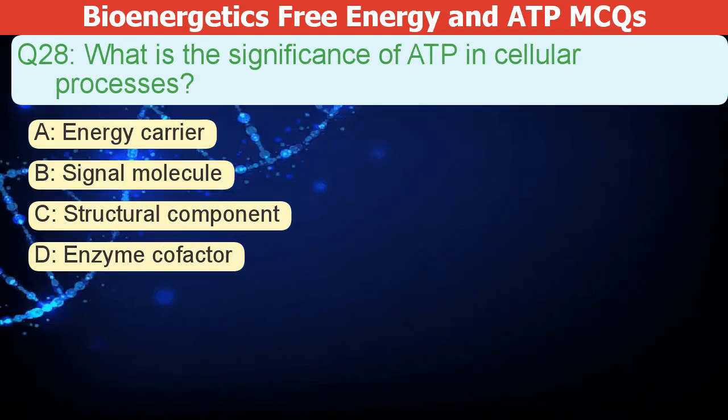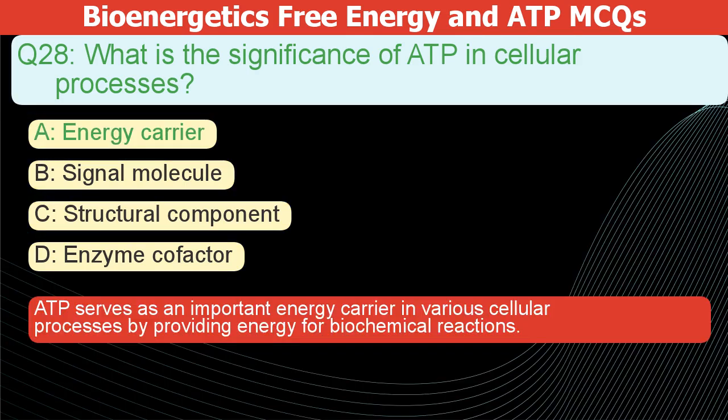What is the significance of ATP in cellular processes? A. Energy carrier. B. Signal molecule. C. Structural component. D. Enzyme cofactor. The correct answer is A. ATP serves as an important energy carrier in various cellular processes, providing energy for biochemical reactions.